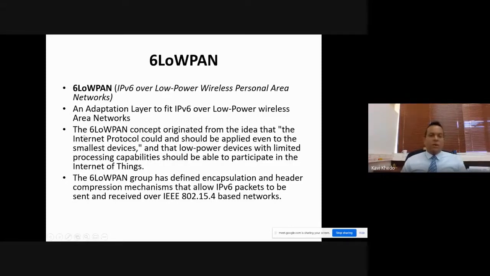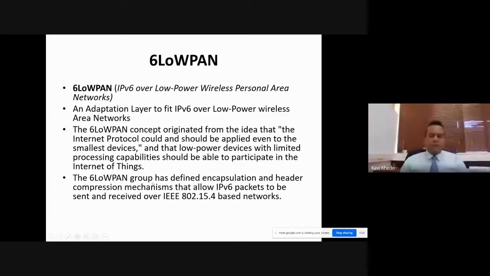The 6LoWPAN concept originated from the idea that the internet protocol could and should be applied even to the smallest devices, that is, to IoT. IP should be applicable to IoT as well, and low-power devices with limited processing capabilities should be able to participate in the Internet of Things. So not only laptops, PCs, powerful computers and mobile phones, we are talking about small sensors that should be able to connect to the internet and transmit data. This is where 6LoWPAN technology becomes important.